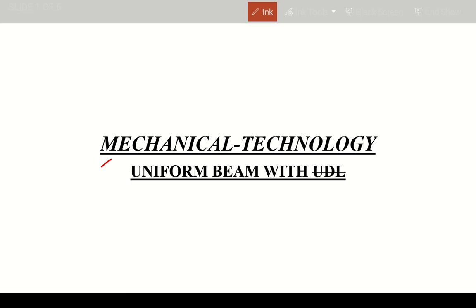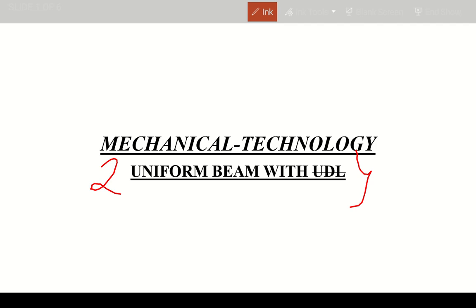The class for today will be dealing with the beam with the UDL, the uniform beam with the UDL. In mechanical technology, the beam is one of the short questions in the final exam, and it's one of the straight questions that any learner should get.